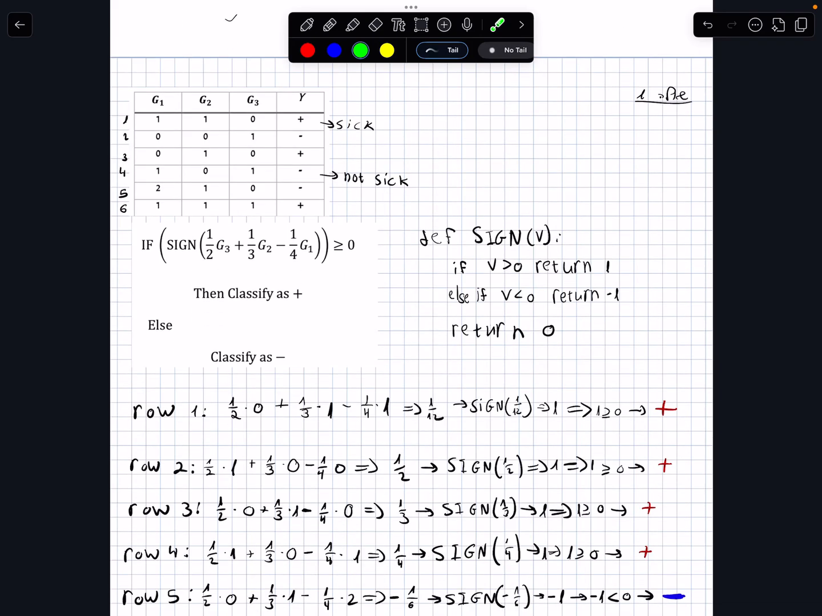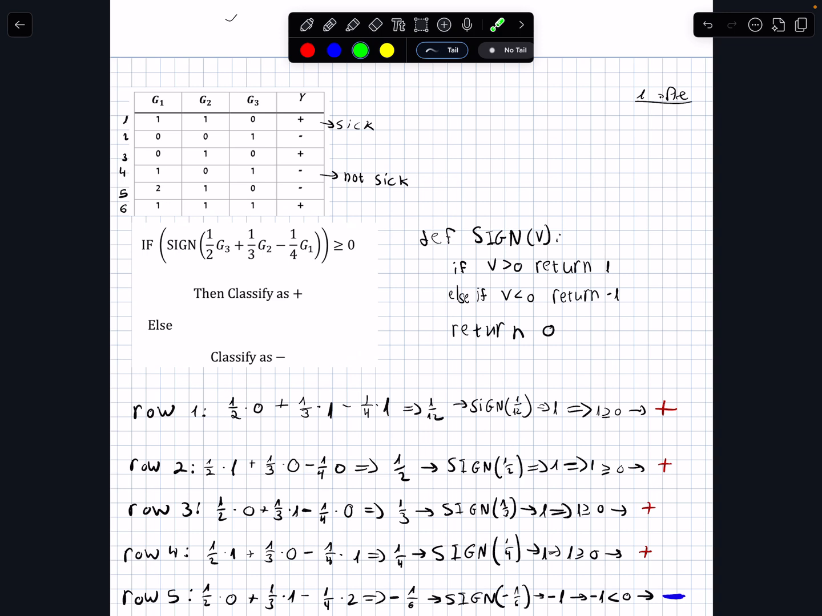Hey guys, so we have this question, and what we want to do is to calculate the true positive rate, the false positive rate, the accuracy, the precision, the F-score, and everything. And first, we're going to understand how this data is working. So we have 6 rows over here, and the classifier works in the following way.